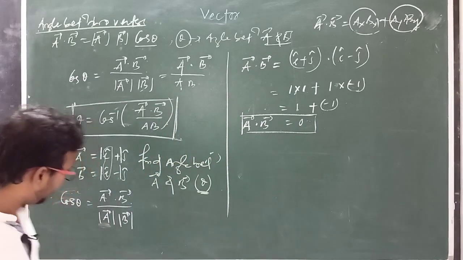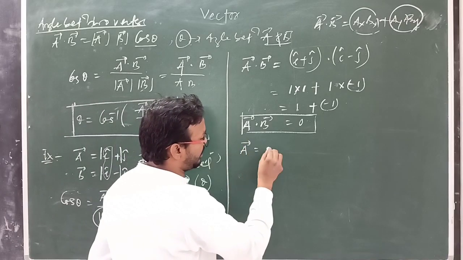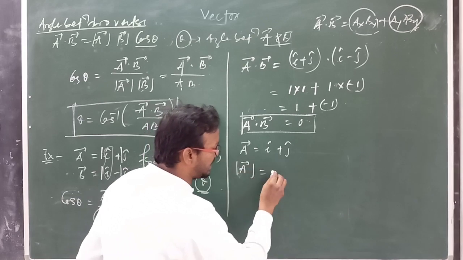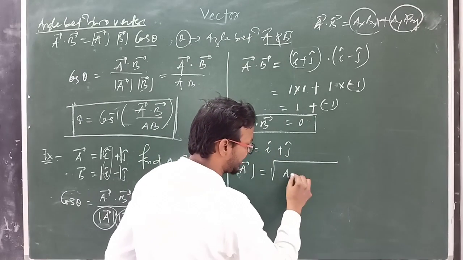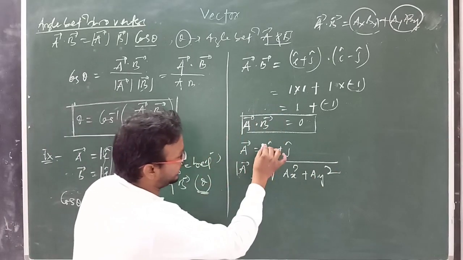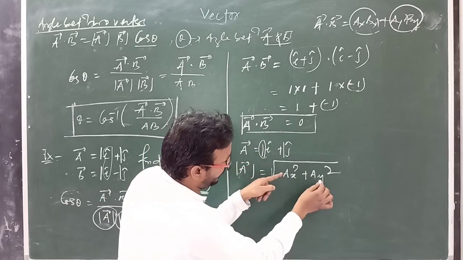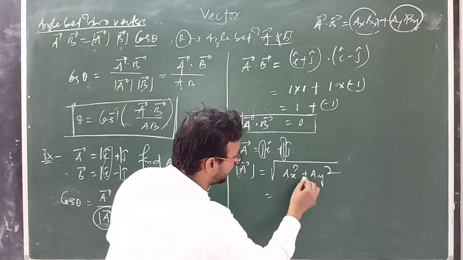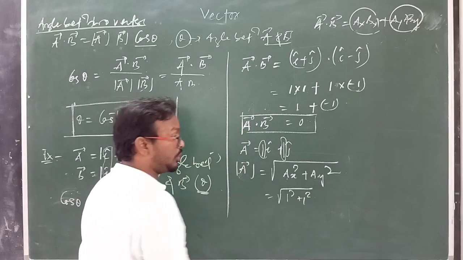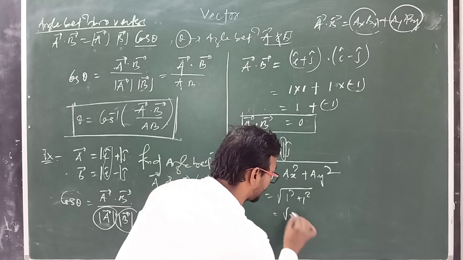Okay, now again the magnitude of a and the magnitude of b. Since a vector equals i plus j, and we already know how to find the magnitude: under root of ax square plus ay square. Here ax is 1 and ay is 1 also. So 1 square plus 1 square. You have to always use the sign. Clear? So 1 square plus 1 square, we get root 2.